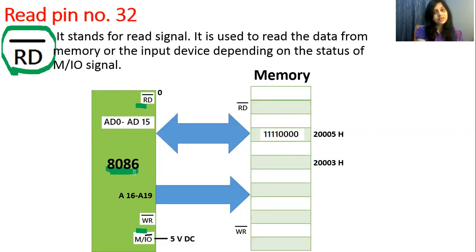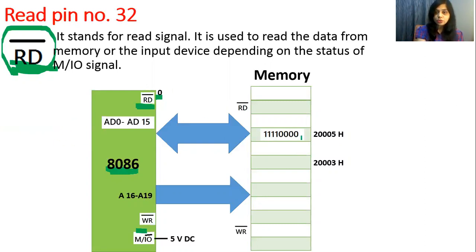So what happens in read operation? In read operation, data will flow from memory to 8086. So whenever 8086 wants to read data from memory, it has to send this read bar signal. Now since there is a bar, it is active low. That means it is active when it is at logic 0, and it will transfer 0 to memory.